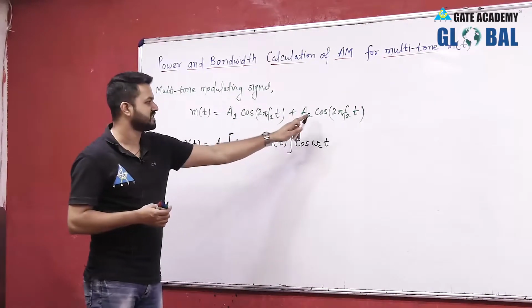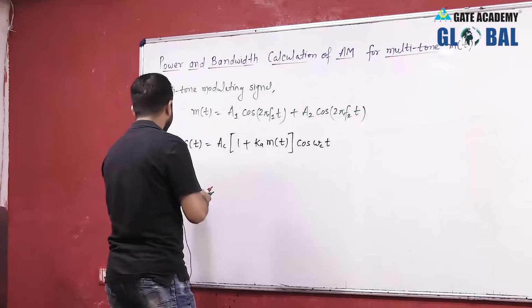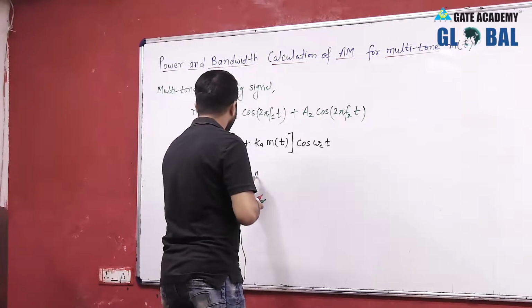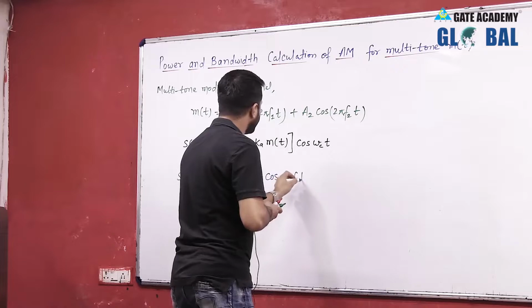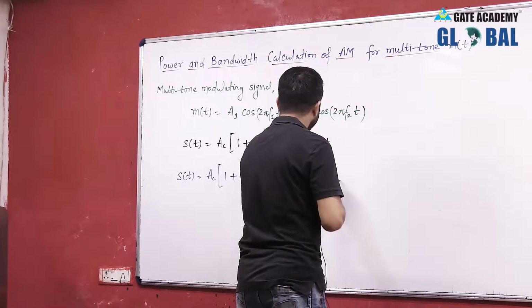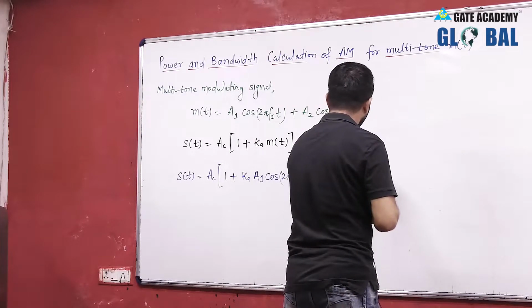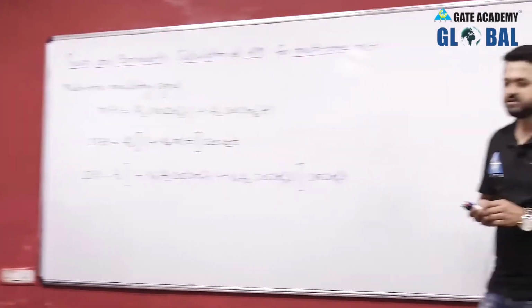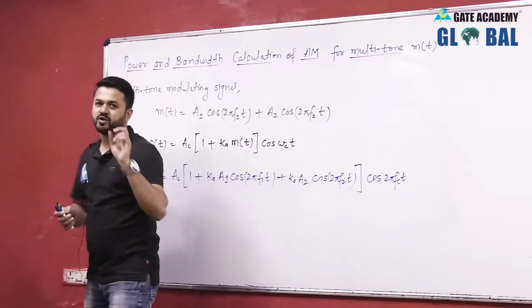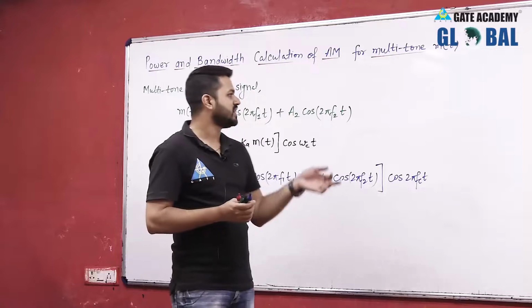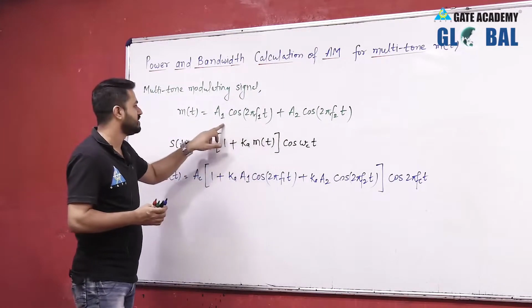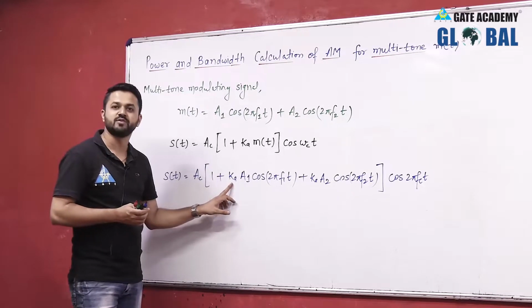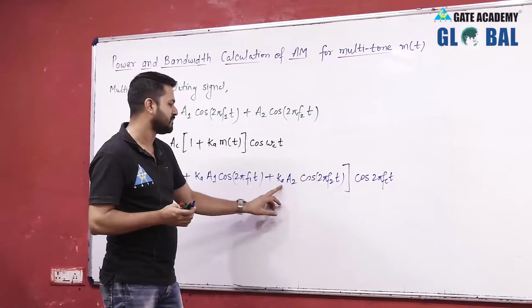So this message signal is a multi-tone signal. So substitute this value of m(t) in this equation. We get s(t) equal to Ac [1 + k A1 cos 2 pi f1t + k A2 cos 2 pi f2t] cos 2 pi fc t, or omega c t. So we know that the modulation index is defined by k into the maximum value of m(t). So here the maximum value of m(t) corresponds to each frequency component, A1 and A2. So corresponding to the frequency component f1, the maximum amplitude is A1 and its amplitude sensitivity is Ka. For f2, its amplitude is A2 and the amplitude sensitivity is Ka.